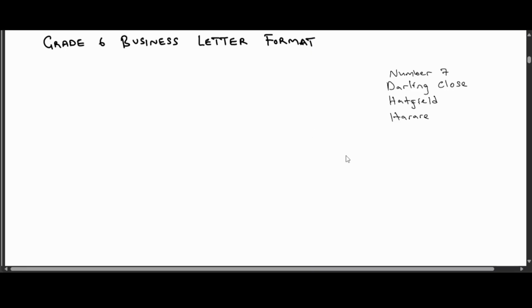After I have written my address, ndinobva ndaskipa a line. Then I write the date. Saka what is the date today? As we can see, it is 23 October 2025. That is going to be the date. But panapa tichiri ku right side.